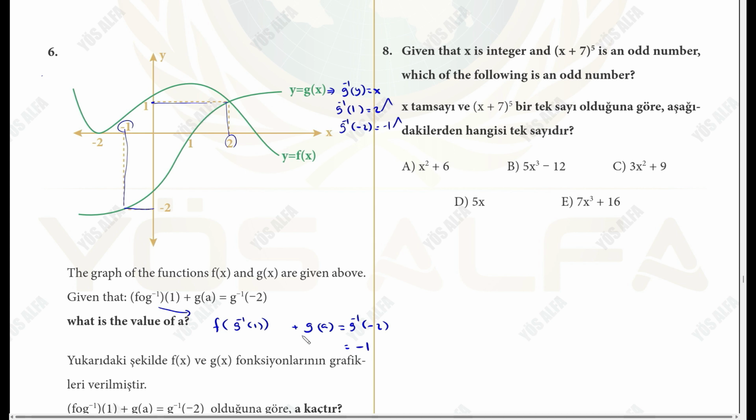Minus 1 plus g of a, and f of g inverse of 1 is f of 2. So to find f of 2, we come to the y is equal to f of x graph. When x is equal to 2 in this graph, what is y? When x is equal to 2, our y is 1. So it's 1. So g of a is minus 2. So from here, a is g inverse of minus 2. So g inverse of minus 2 has already been found, so it's minus 1. So that's our answer.